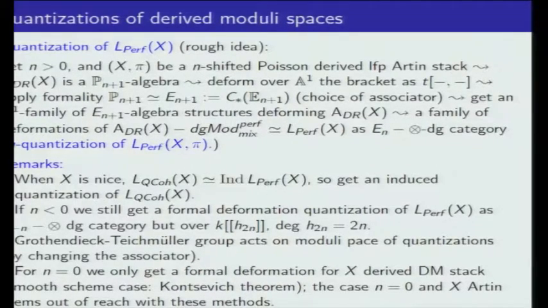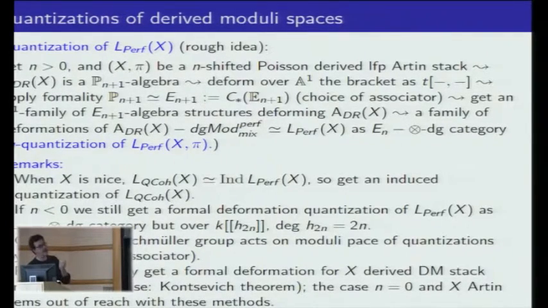Okay? And then I apply formality here. So I choose an associator and apply formality to change this P_{n+1} algebra to an E_{n+1} algebra. So I get an A^1 family of E_{n+1} algebra structures that deform the algebra A_dR of X. But then I know that a subcategory of mixed DG modules over A_dR is equivalent to perfect complexes on X. So we get a family of deformations of this DG category of perfect complexes on X. And it's a deformation, if you unravel the definition, of this DG category as an E_n monoidal DG category.